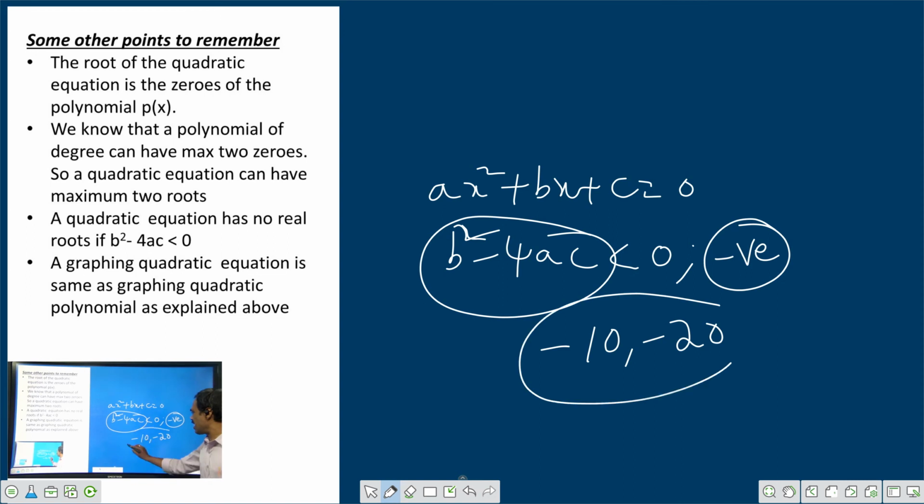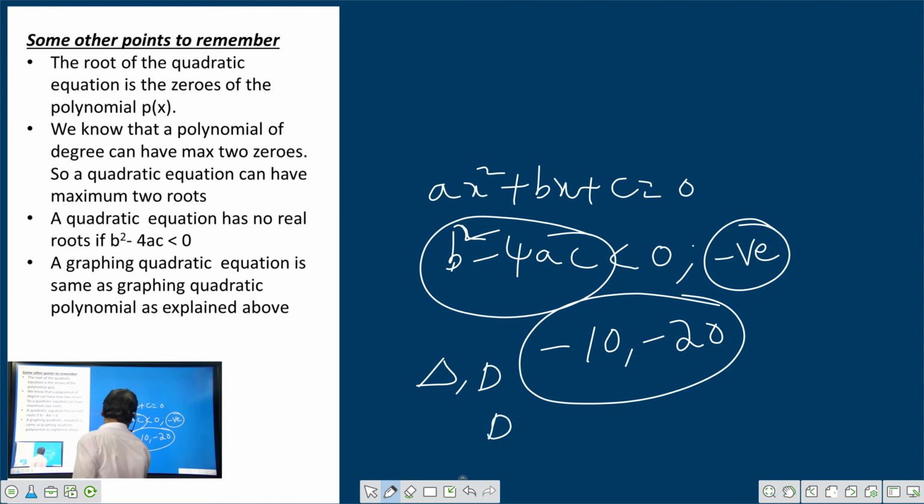Okay. So the value we get after substituting the a, b, c values in this is called the discriminant. Some people call it the discriminant. We will call it by the delta symbol, or capital D. Okay, this element means discriminant. You can take it for granted.